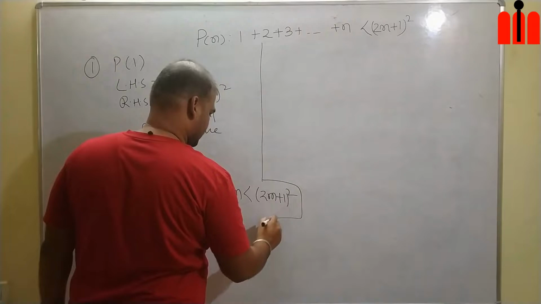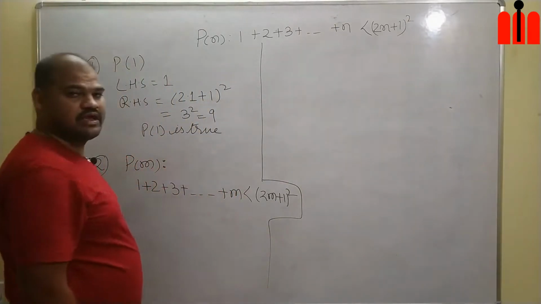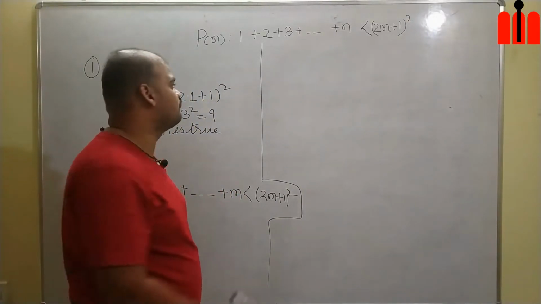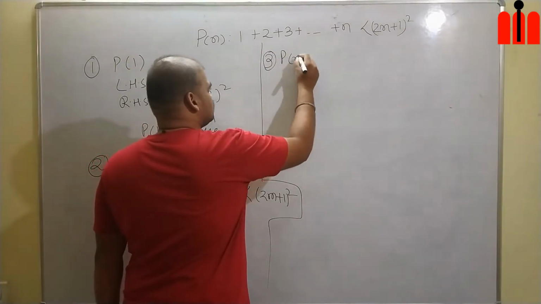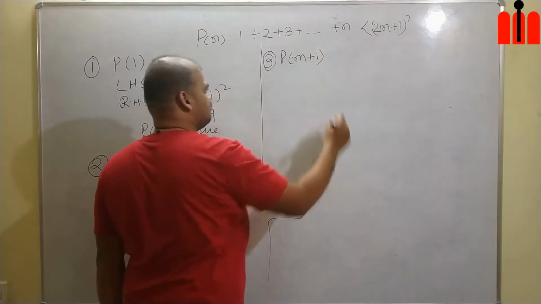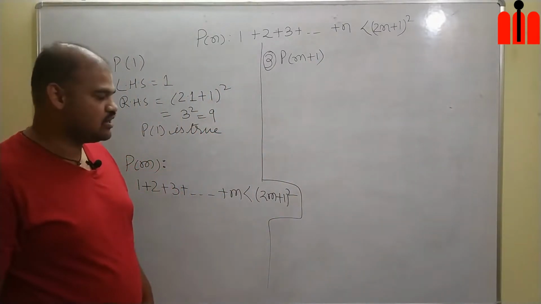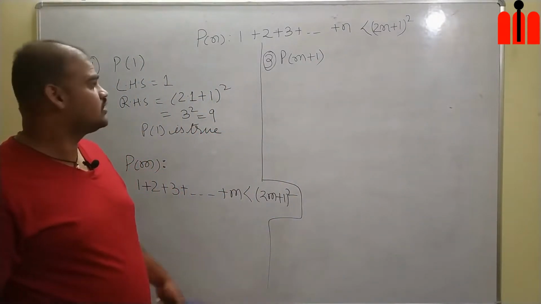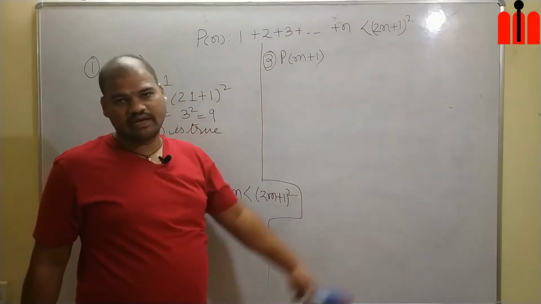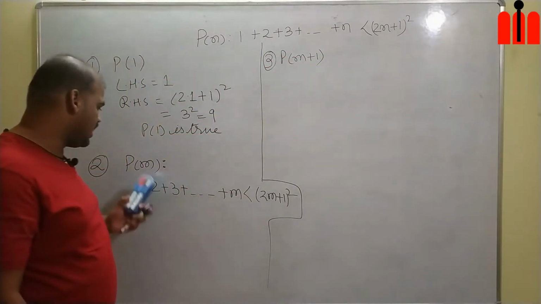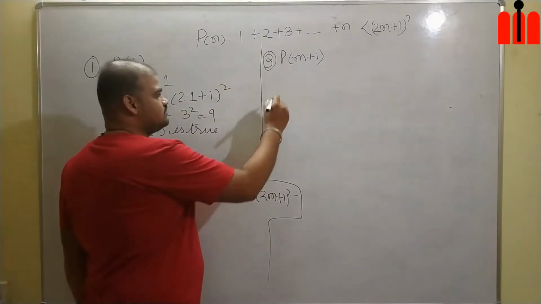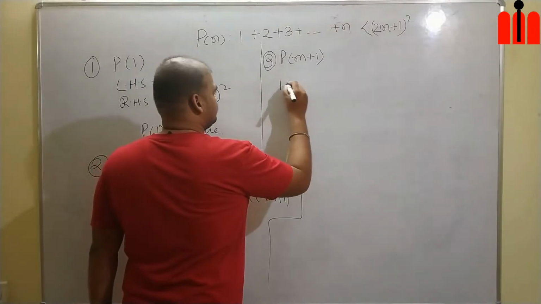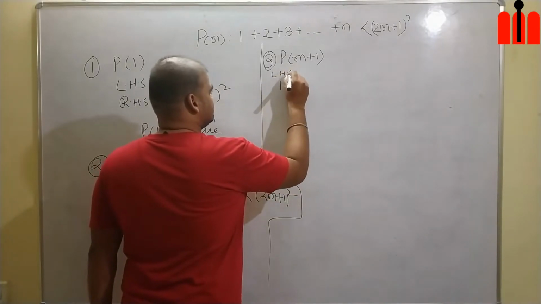What will be my next step? Next step is my induction step, where I will write P(m+1). This is my P(m+1) step. Now in P(m+1), how many terms will be there? m+1 terms. For m, there are m terms. So for m+1, there will be m+1 terms. So we will write it over here. This will be my LHS.